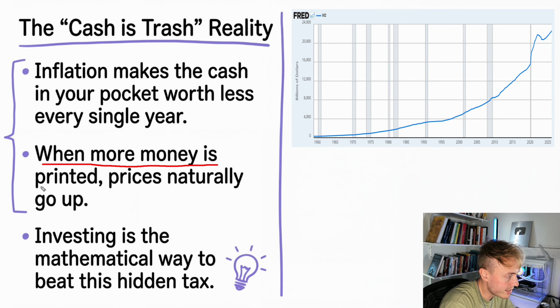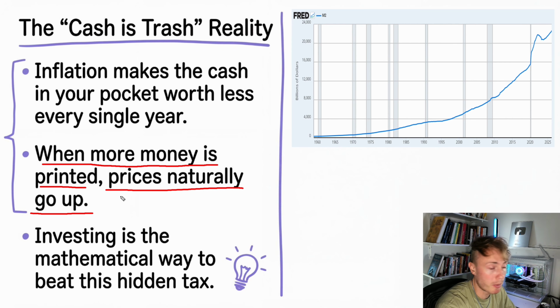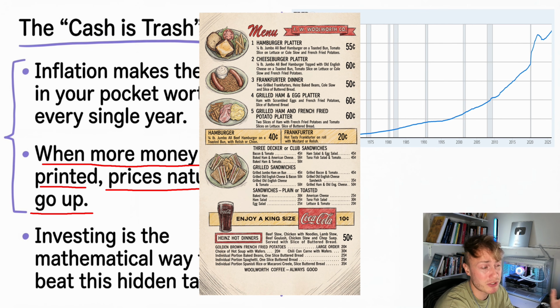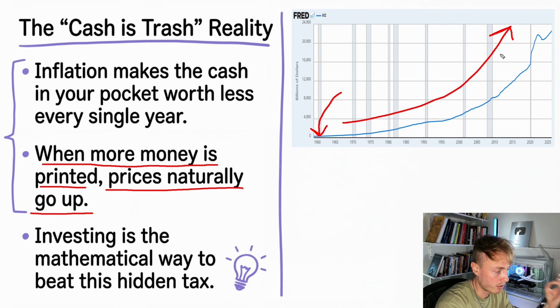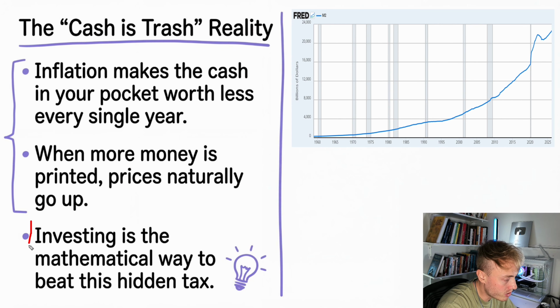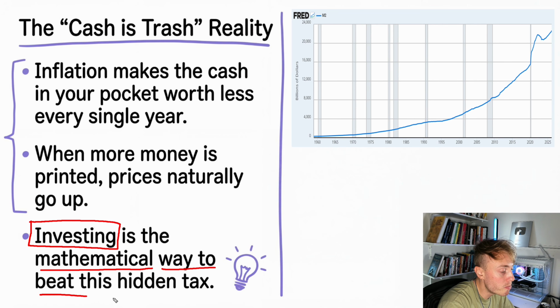When more money is printed, prices will naturally go up. And you probably noticed that, for example, especially during COVID. But also if you look back, far back in time, you will notice that everything was just so much cheaper back in 1960, right? The prices go up all the time, and that is because the amount of money is going up all the time. And the only way to protect yourself against this reality is investing. Investing is the mathematical way to beat this hidden tax.